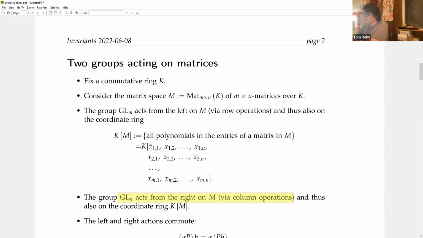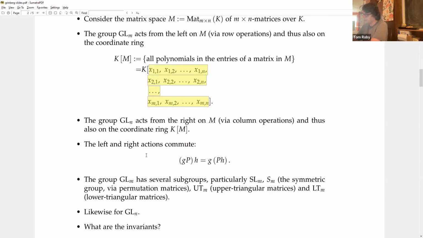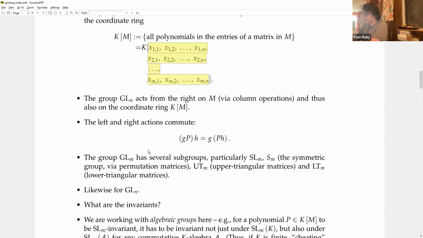So the idea is that you introduce Mn indeterminates, you put them in a generic matrix, and you look at the invariance of that matrix, so to speak. The two actions commute, and you can ask for their invariance. You can ask for the invariance of one side, of the other side, and for the polynomials that happen to be invariants under both. So invariance of the product, basically.